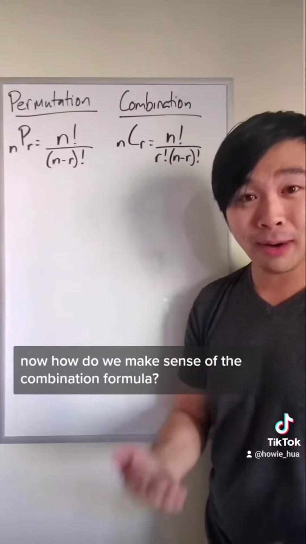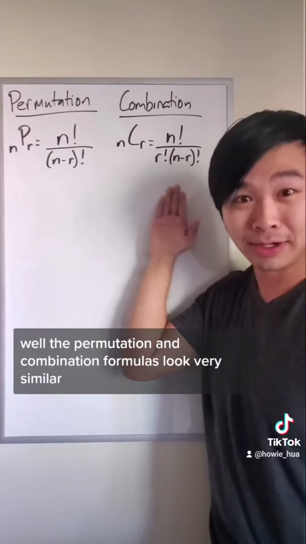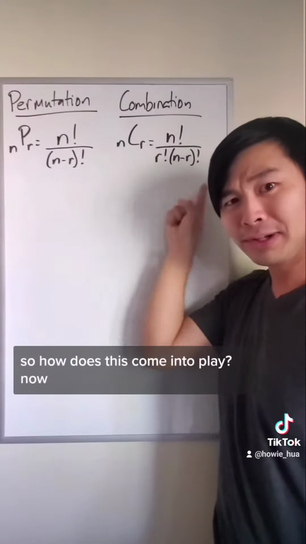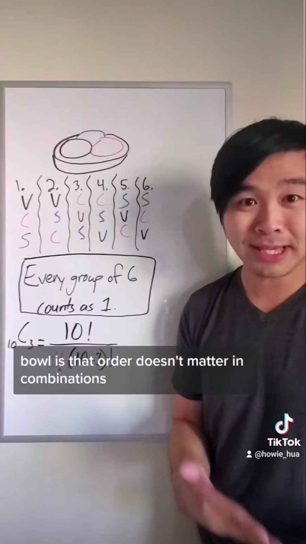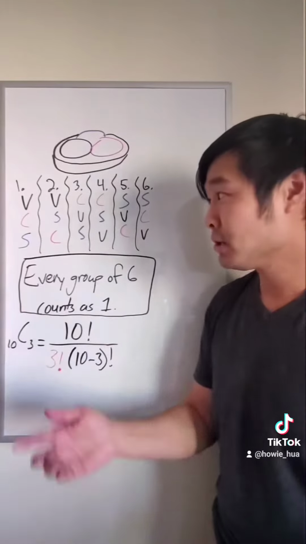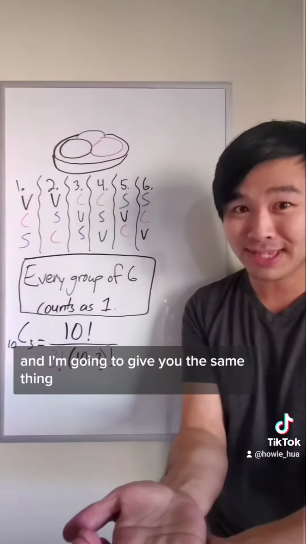Now, how do we make sense of the combination formula? Well, the permutation and combination formulas look very similar. The only difference is that for combination, you're dividing by r factorial. So how does this come into play? Now, the difference between a permutation cone and a combination bowl is that order doesn't matter in combinations. So if you give me the 3 flavors, you can say vanilla chocolate strawberry or strawberry chocolate vanilla, and I'm going to give you the same thing.